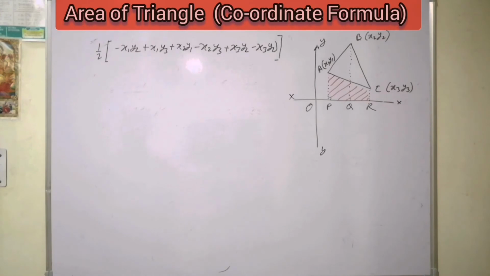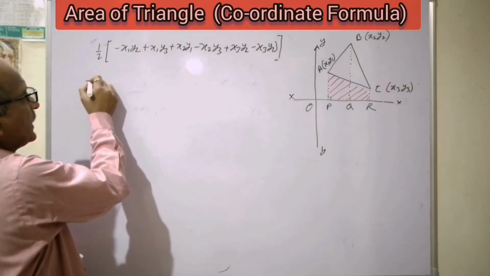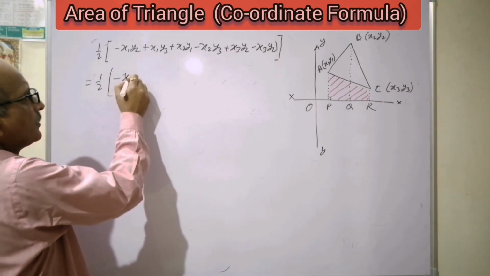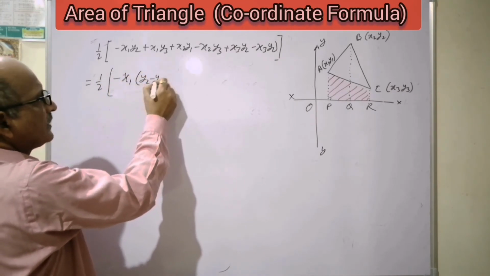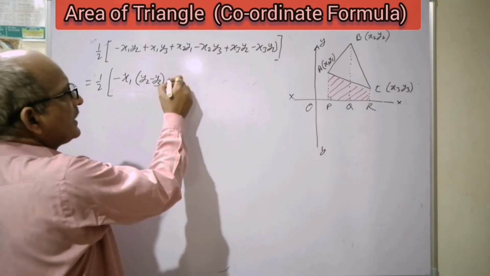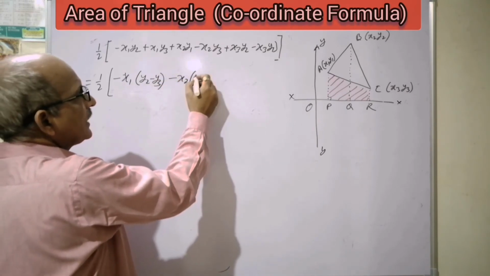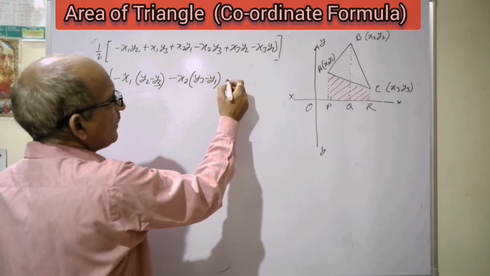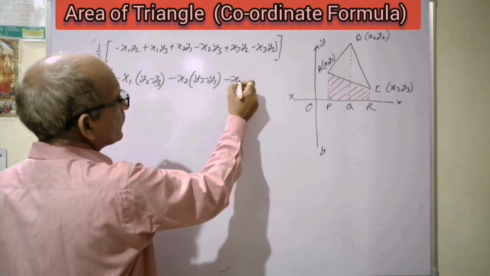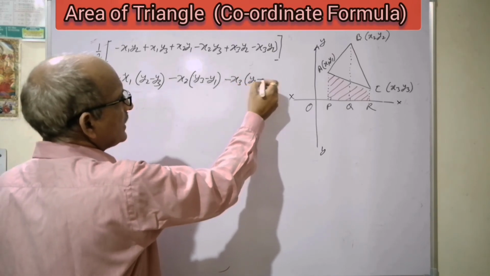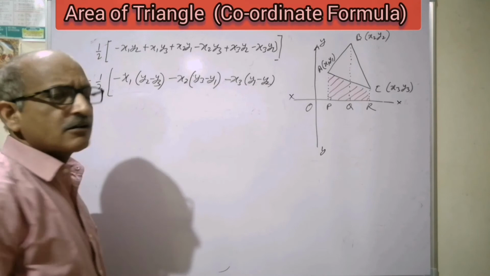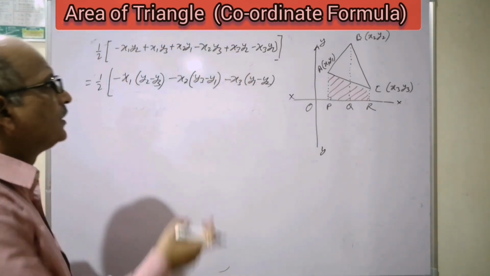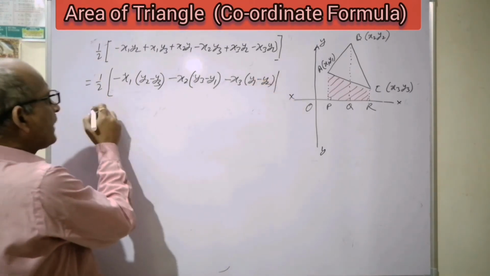So x1 can be taken common from here. So that is equal to half, minus x1 taken out common, so we'll get y2 minus y3. We'll take here again minus x2 common, so we'll get y3 minus y1. Taking minus x3 common, we can have y1 minus y2. The negative sign is taken common, so the negative term becomes positive and the positive term becomes negative. So again we'll take minus finally common.